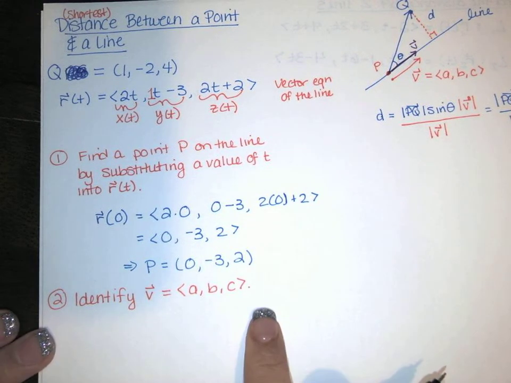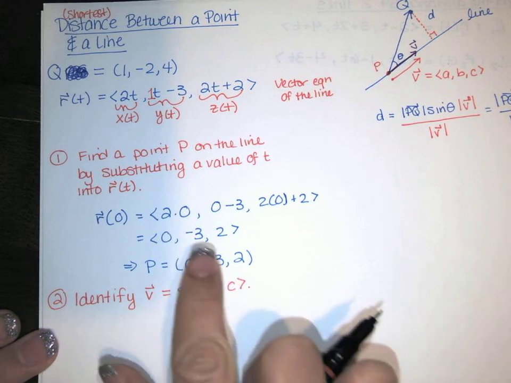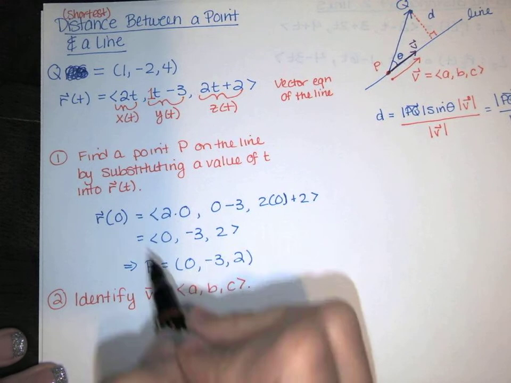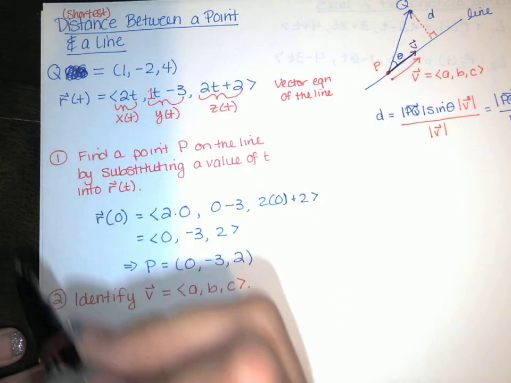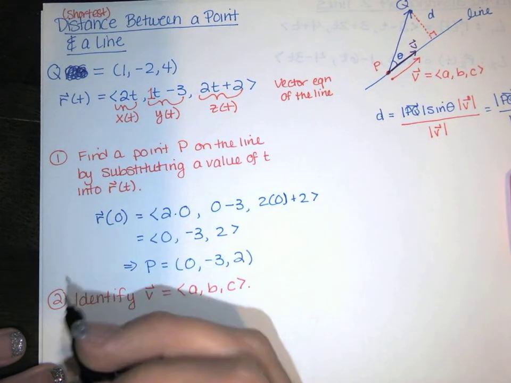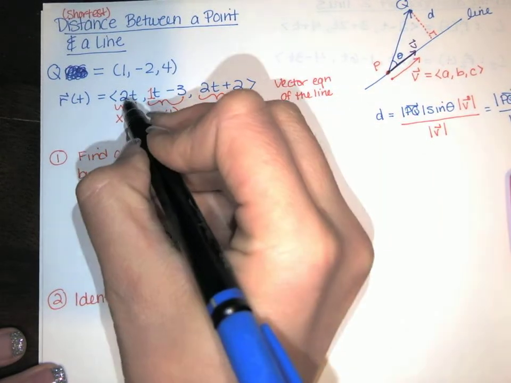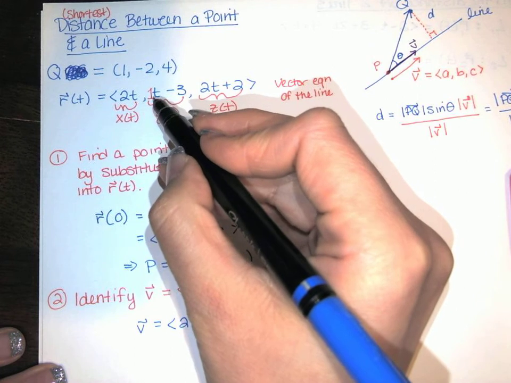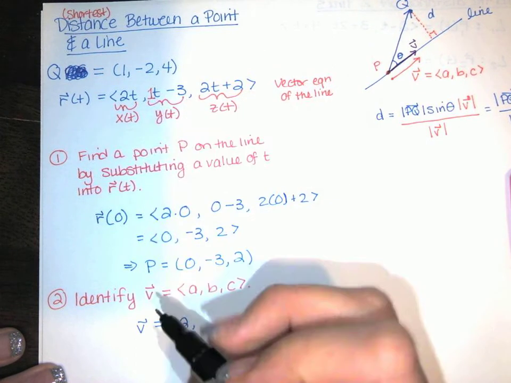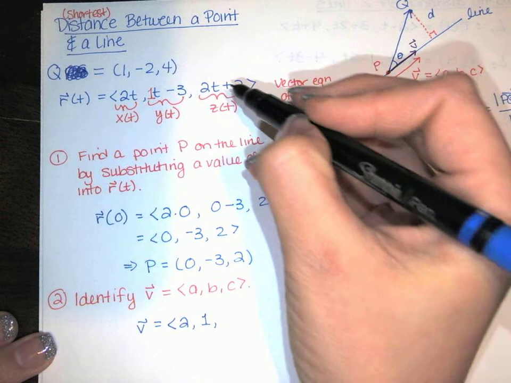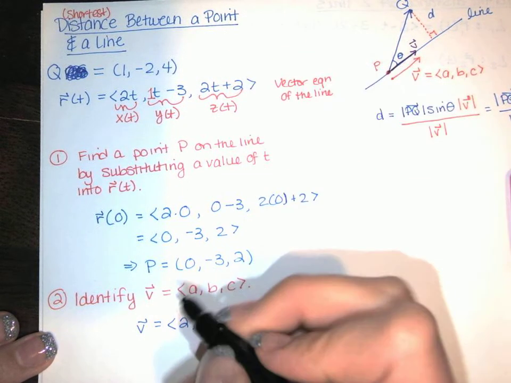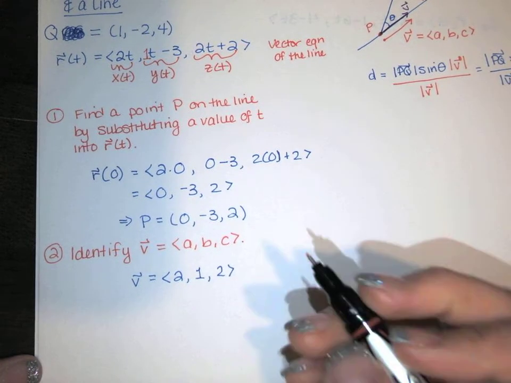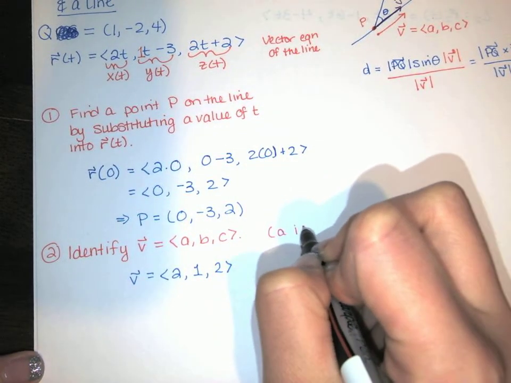So we're trying to find A, B, C, and remember A, B, and C are the coefficients of t in our parametric equations of the line. A is the coefficient of t on the x component. So A is 2. B is the coefficient of t on the y component. That's an implied 1 right there. And C is the coefficient of t on the z component, which is 2. So we're here. That's our V. You write that down for your notes.